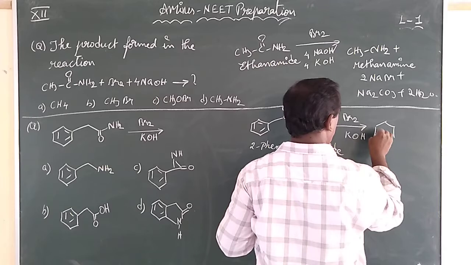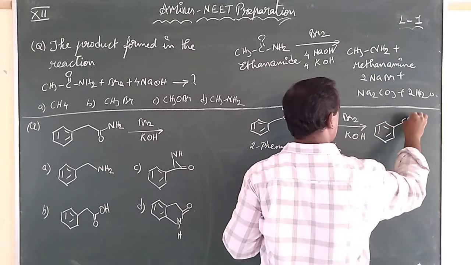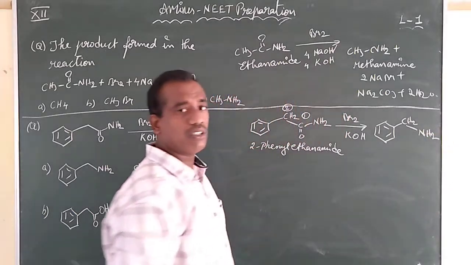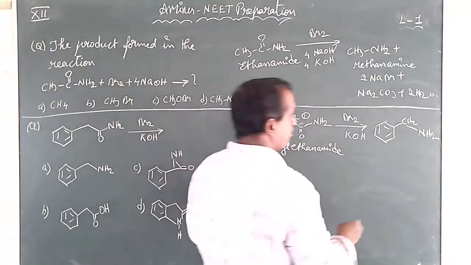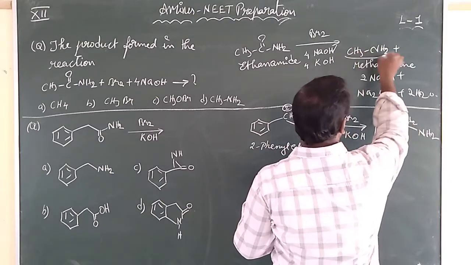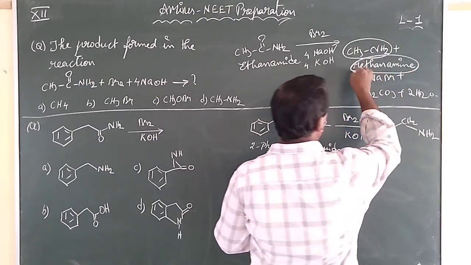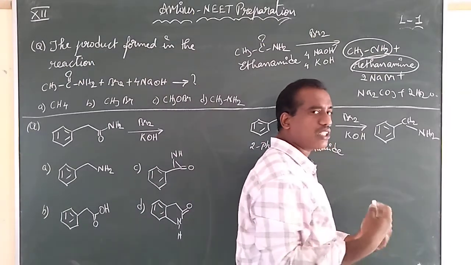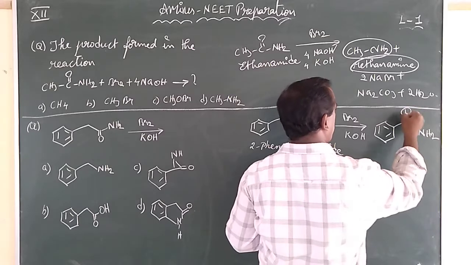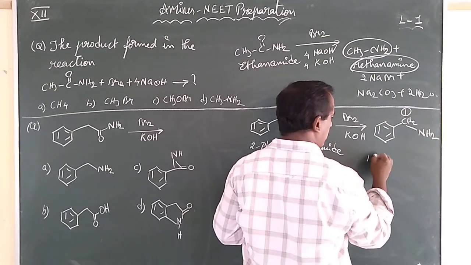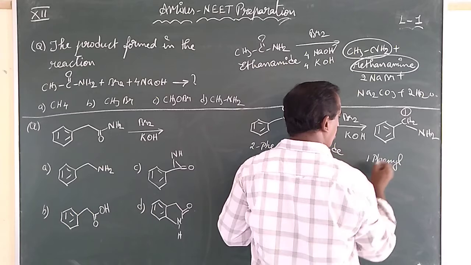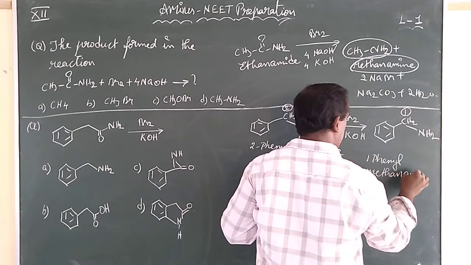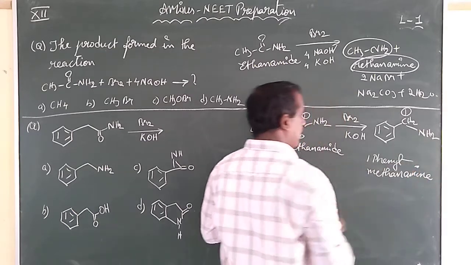Now here, the carbonyl group will be removed, and in that place, what will be bonded? NH2 will be bonded. What will be bonded, children? NH2 will be bonded. So generally, if CH3NH2 is there, we present it as methanamine. So the longest carbon chain will also start with a methyl group here. So we will start with 1. For that one, what is bonded? Phenyl group is bonded. So 1-phenyl methanamine. What is the IUPAC name? 1-phenyl methanamine.